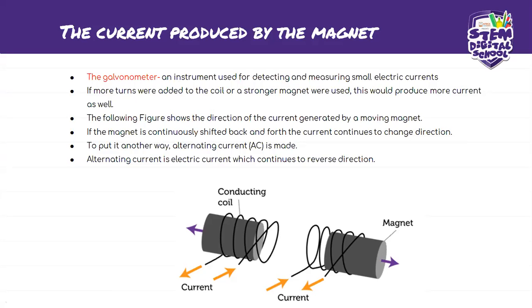So to put it in another way, alternating AC current is made. So AC current gets to be produced here. Okay, so alternating current is electric current which continues to reverse direction. Okay, so this is a conducting coil and this one here is a magnet.